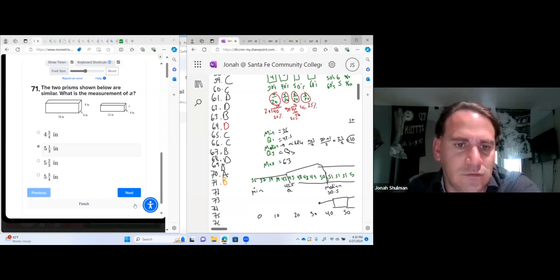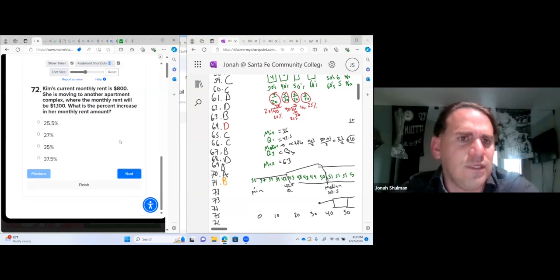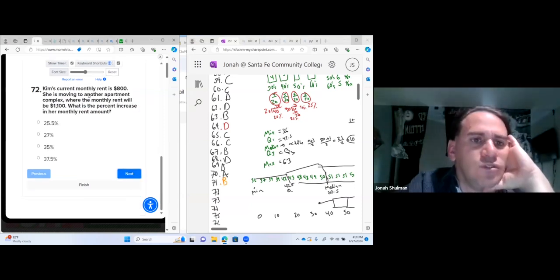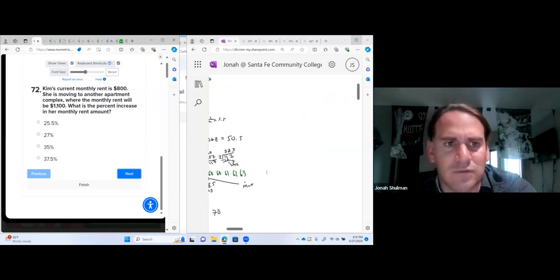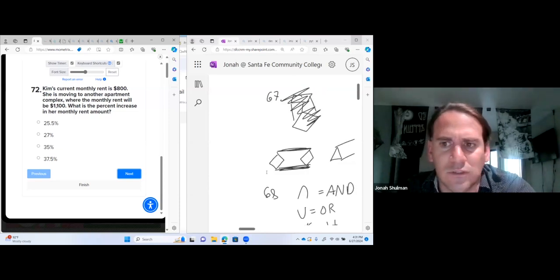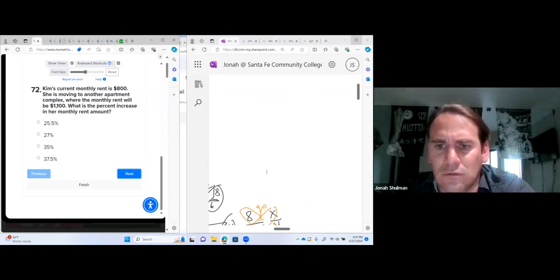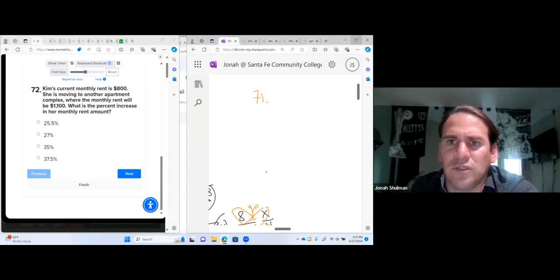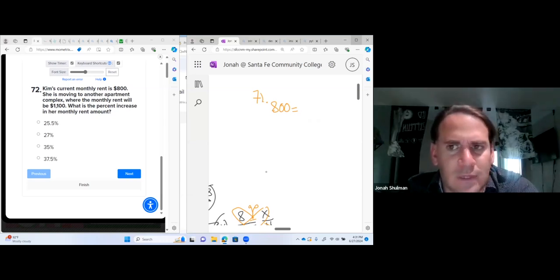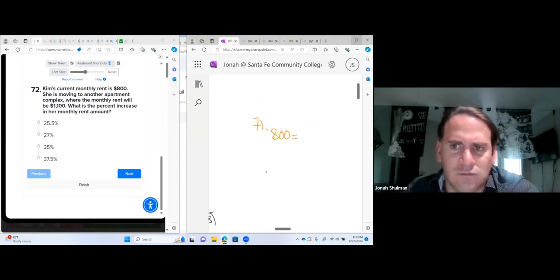We're almost done. All right, so Kim's current monthly rent is 800 bucks. She's moving to another apartment complex where the monthly rent is 1,100 bucks. So her monthly rent increase. Okay, we have to figure out the percent increase. So here's 72. I'll draw it up here. So it used to be 800 bucks, now it's 1,100 bucks, right?